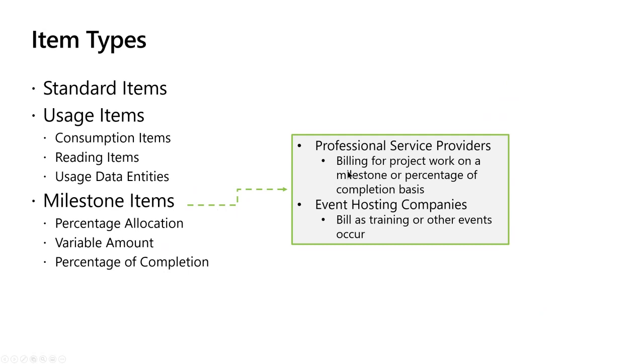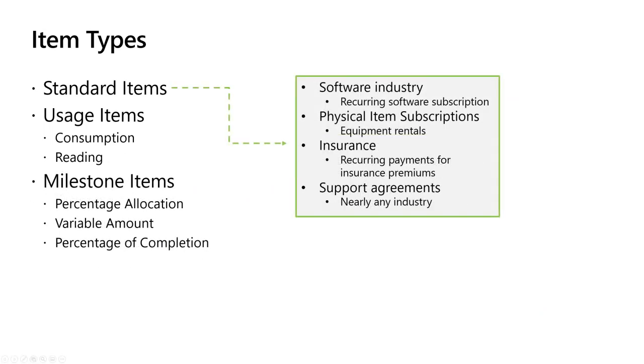Then the next is milestone items. So milestone items could be used by professional service providers. That might be based on legal or accounting work, maybe based on training or hosting companies. And then if it's not either of those two, it's probably a standard item. So standard item would be what's most applicable to most industries. That's usually a case where it's just a standard quantity month after month, like rental, storage, insurance, software industries, et cetera.